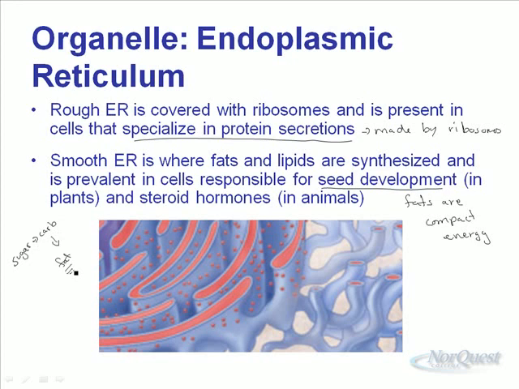Our bodies never want to get rid of energy. So the more energy we take in, the more the body stores eventually as fat. It's also used for steroid hormone production, such as things like testosterone. So all cells have probably a little bit of smooth endoplasmic reticulum, but the ones that specialize in seed development and steroid hormones have more. And in this picture here, we'll just label it. The rough ER would be the stuff covered with ribosomes. The smooth ER looks the same, and there's just no dots.